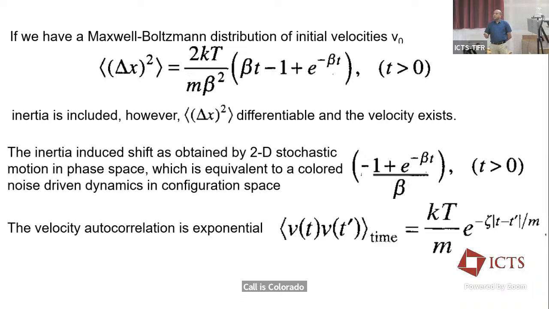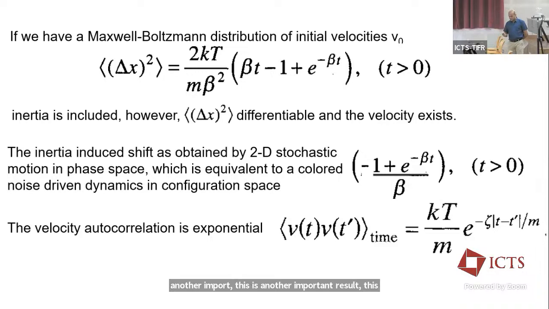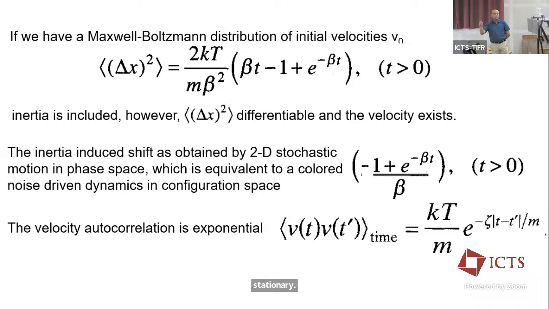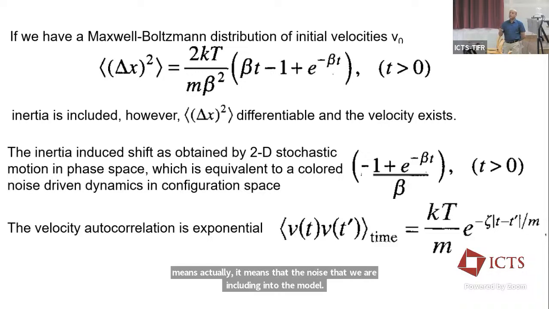Another important result: this correlation of the velocity is exponentially correlated, and it is given by that one. One important thing you notice is that t minus t prime is the relative time, which is why this correlation is called stationary. That means the noise that we are including into the model is basically Gaussian white noise. That's why it always evolves a probability distribution function which is not changing over time.